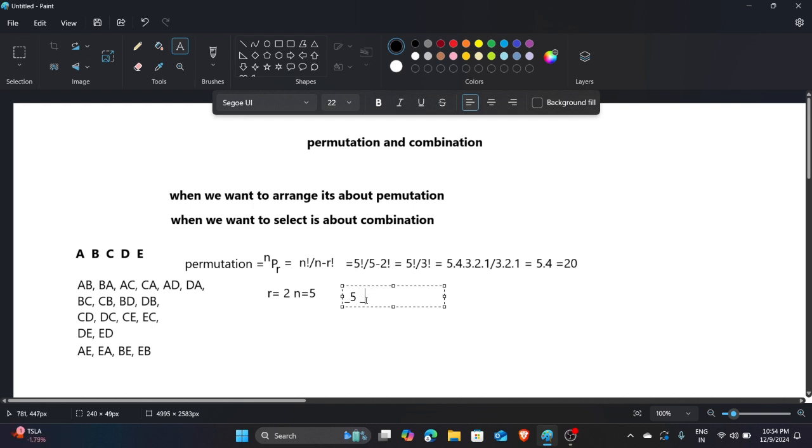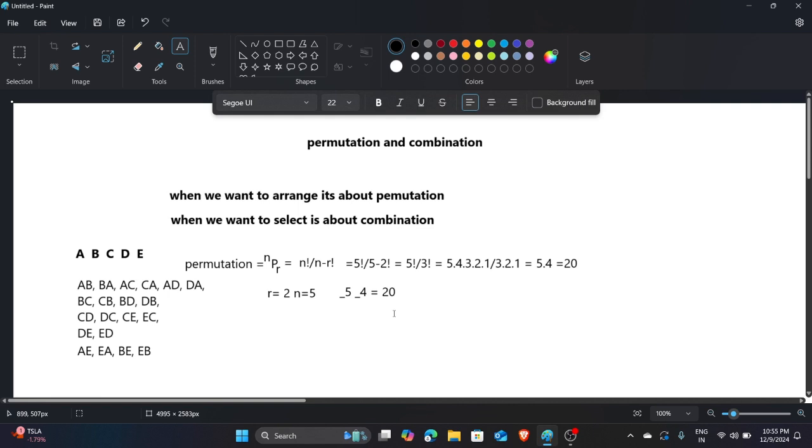Now in the second place, how many can we arrange? If we place any one of the five in the first place, then the remaining four elements can be arranged in the second position. So in the first place we have five choices, and in the second position only four. The answer is 5 into 4, so the total number of arrangements we can make is 20. This is the simplest way of doing permutation.